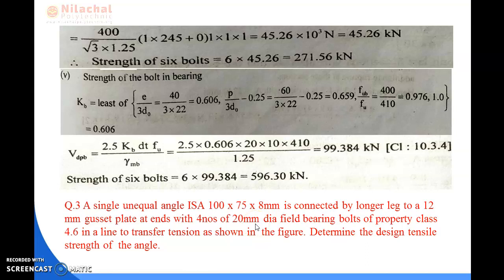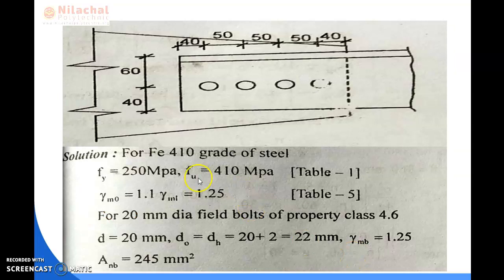So now, first of all, we will write the data given. Here, we have to assume the steel is of grade Fe410. For Fe410, the yield stress is 250 MPa and the ultimate strength is 410 MPa. And gamma M0 is 1.1, gamma M1 is equal to 1.25. Next, for a 20 mm dia bolt, the bolt hole diameter is 22 mm. And the partial safety factor for the bolt, gamma MB, is equal to 1.25. And the nominal area of the bolt is 245 mm square.